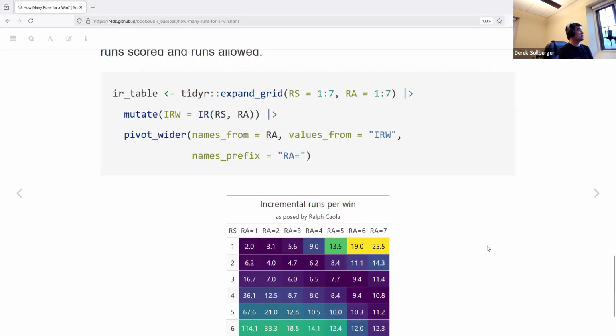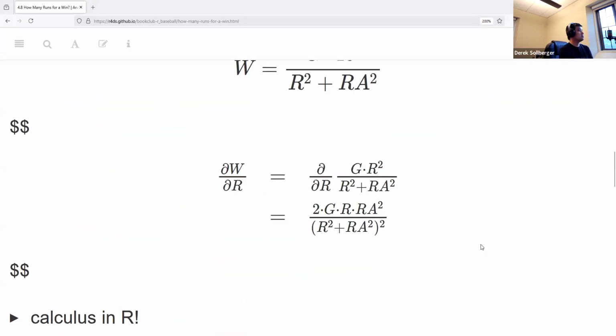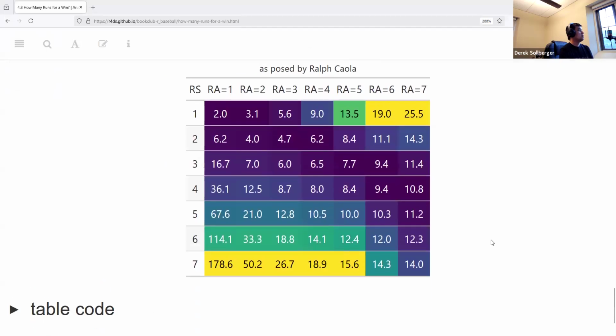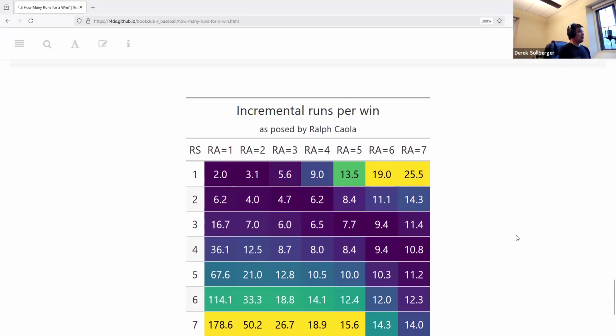If you look at the left side of the screen at 5 runs, and the top of the table at runs allowed being 5 as well, it does predict that 10 more runs would need to be scored to get a win in some sense.